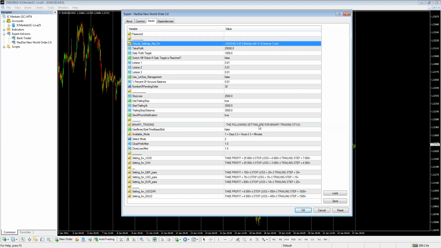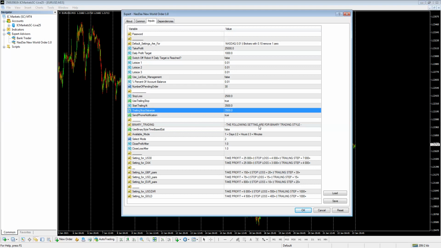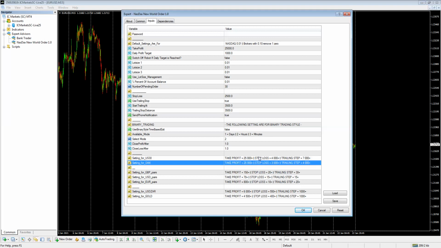Quick recap: password, default settings is for NasDax. Any broker that does not use 0.01, you want to pay attention to the distance of your stop loss. If it's too far, that means you need to remove 10 from your take profit, remove 10 from your stop loss, 10 from your trading stop. Same applies also with these ones.